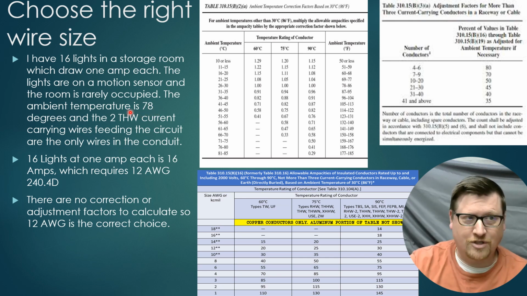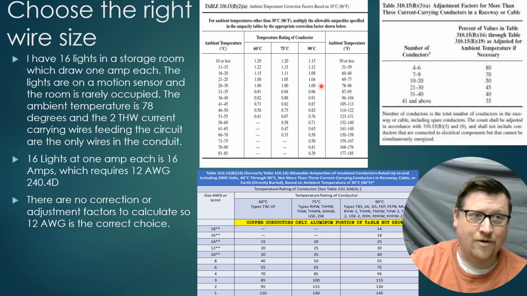The ambient temperature in the room is 78 degrees. So if it's 78 degrees, I can look over here and see that I am not going to have to do any kind of adjustment or correction factor for my temperature.